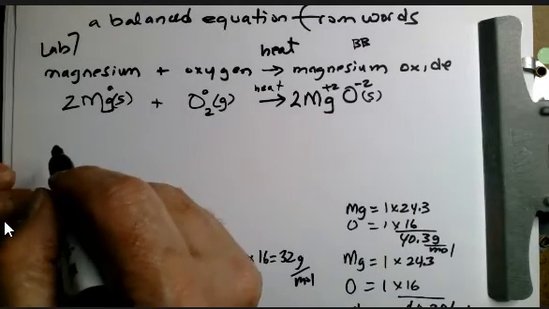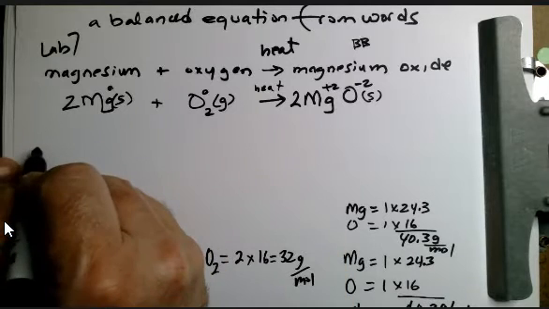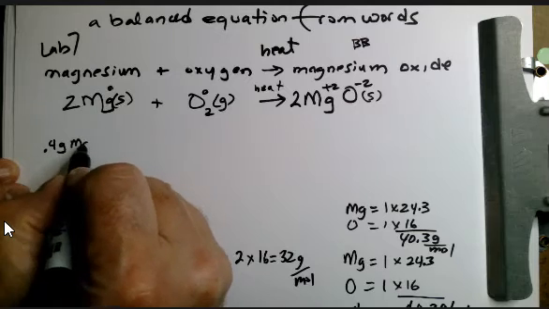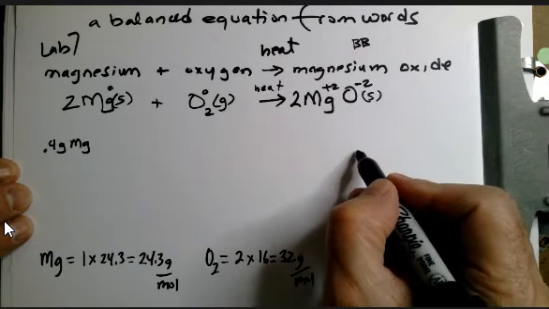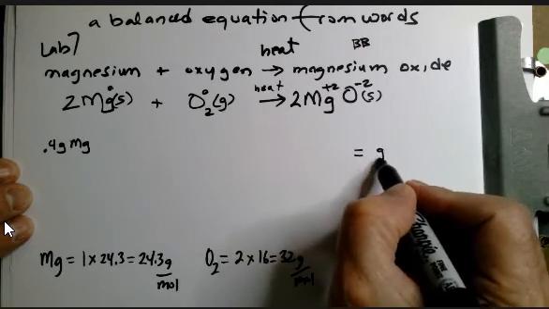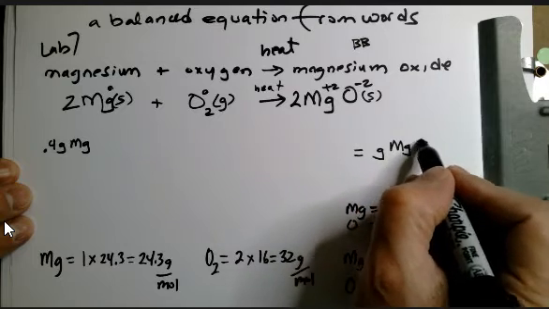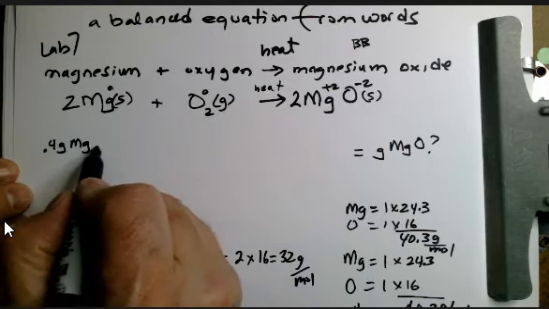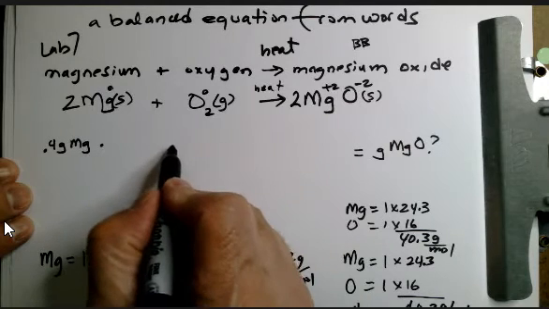Let's say that we started out with 0.4 grams of a magnesium ribbon, and the question would be, how many grams of magnesium oxide do we get in the end? Well, to do this, there are 3 bridges.